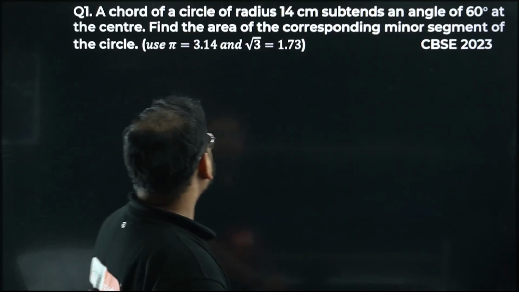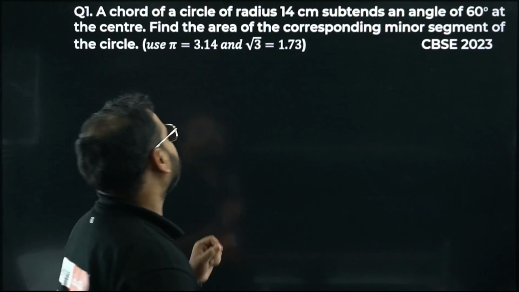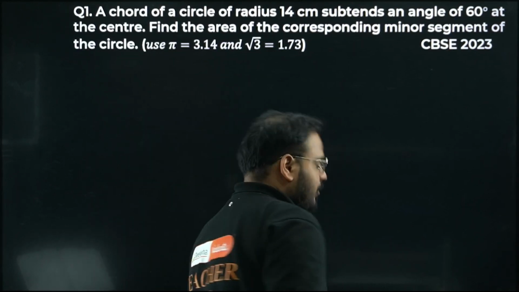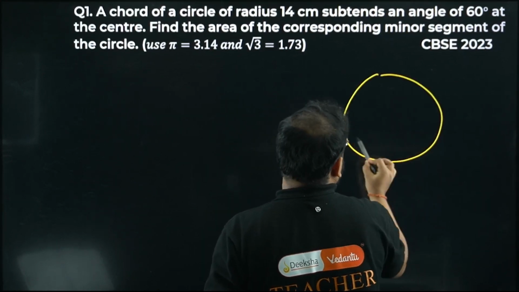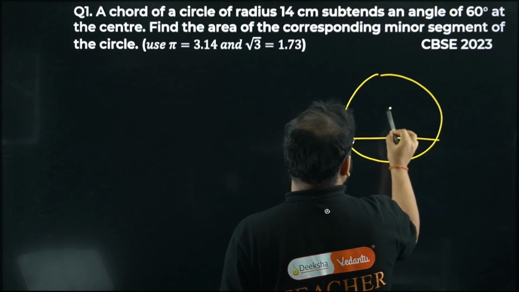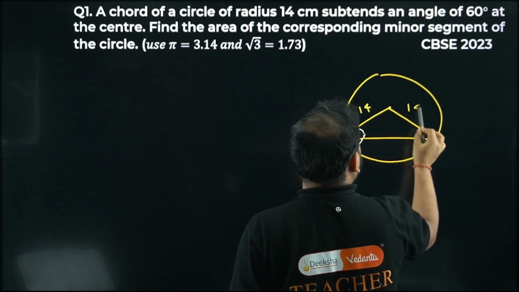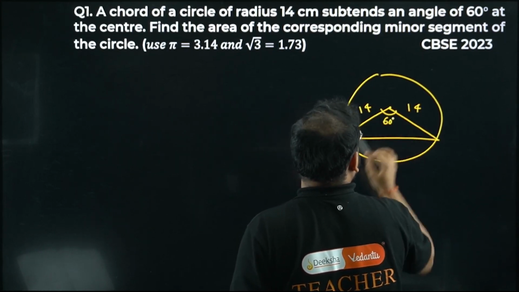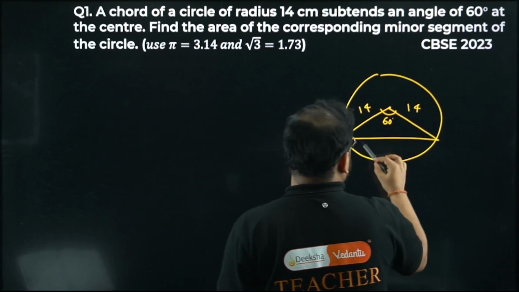A chord of a circle of radius 14 cm subtends an angle of 60 degrees at the center. Please have a look. So we have a circle. There's a chord. The circle's radius is given, bacha, so this is going to be 14 and 14. And they've given the angle as 60 degrees at the center. Find the area of the corresponding minor segment. Means they're asking for this value.